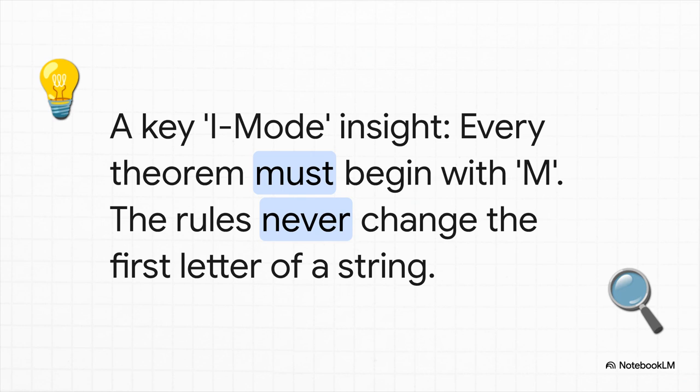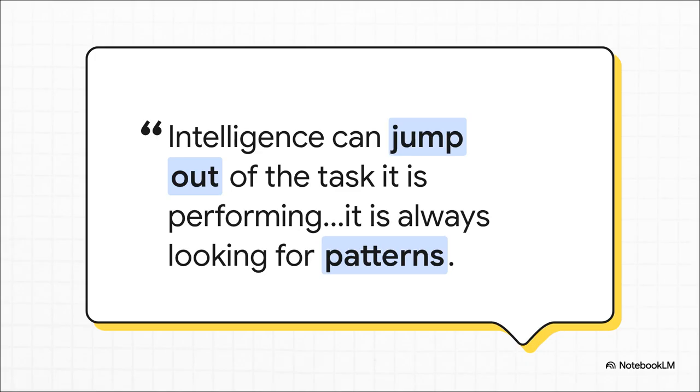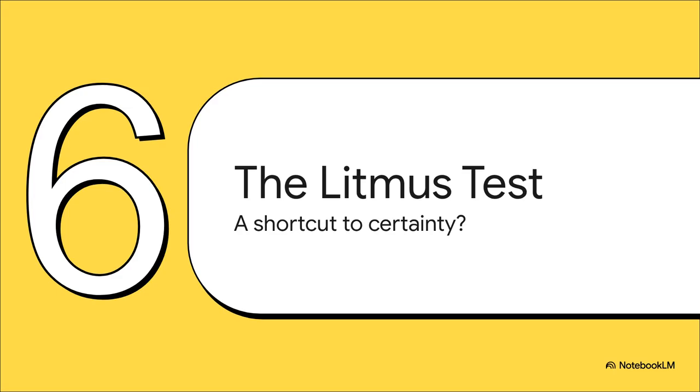Now here is one of the first things you might notice when you step outside the system. Every single theorem has to begin with the letter M. Why? Because none of the rules ever let you change that first letter. It's a fundamental property. And this gets at something really core to what it means to be intelligent. As the source material says, it's this ability to jump out of what you're doing, look at it from a distance, and find the hidden patterns. That's the real game.